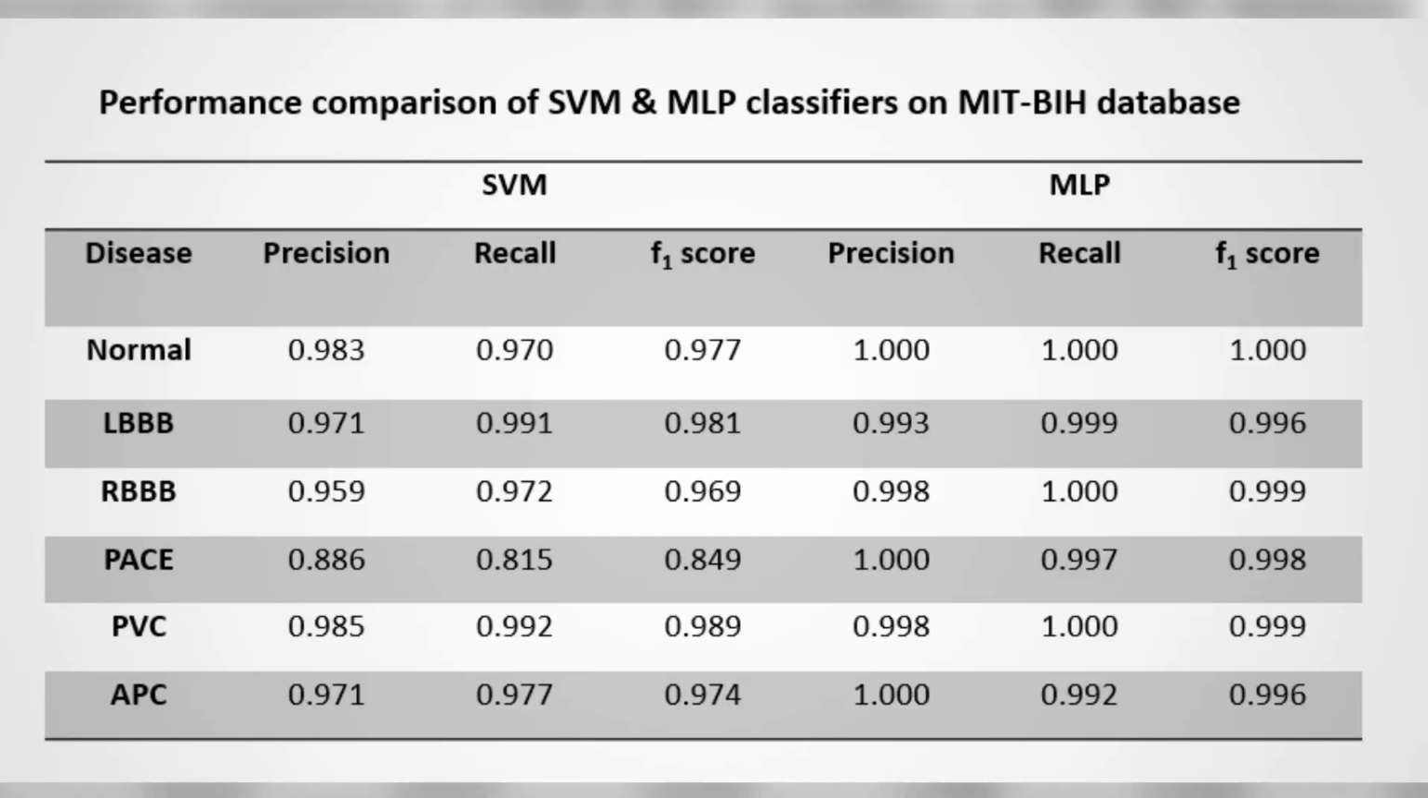The table shows the performance comparison of SVM and MLP classifiers on the MITB-IH database. These classifiers classify the heartbeats as normal, left bundle branch block, right bundle branch block, pace, premature ventricular contraction, and atrial premature contraction. MLP has better performance than SVM.